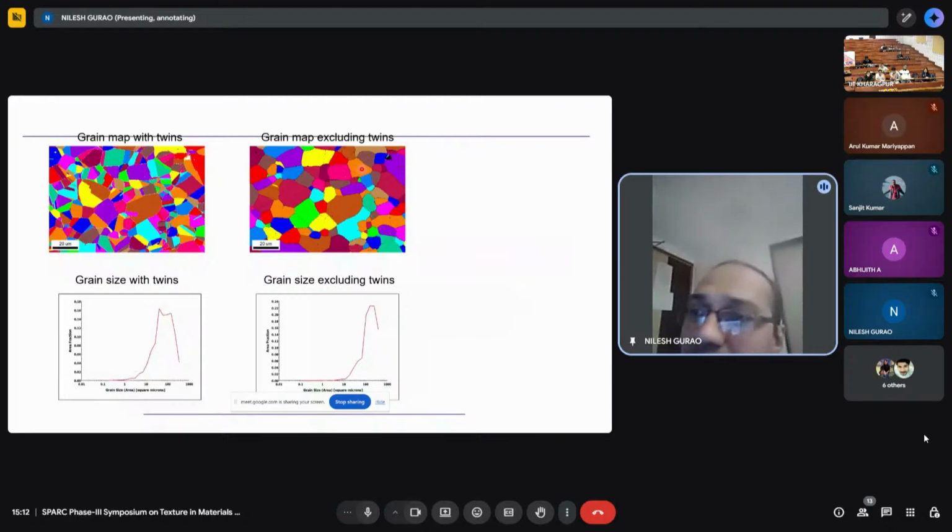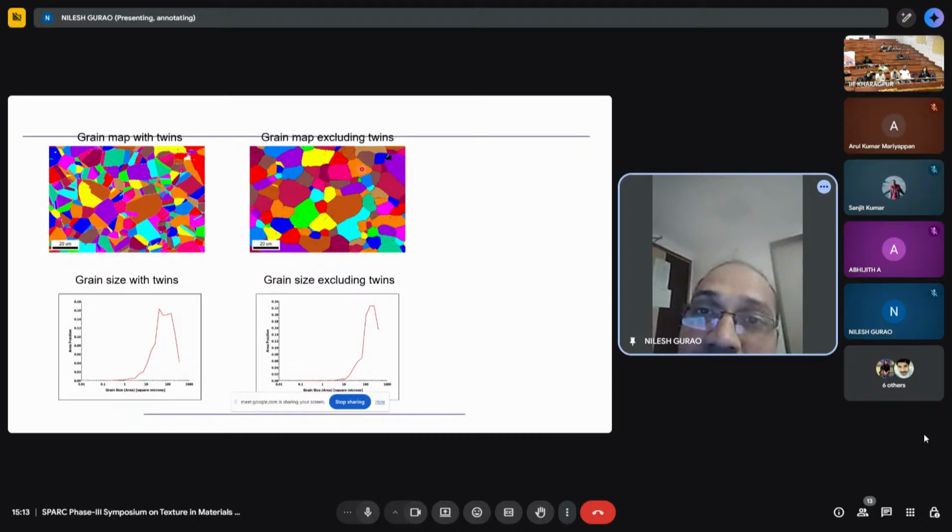You click a button in the software, you will get the average grain size. You will get two different grain sizes: one considering twins as grains, and the other considering twins separately. Again, no one cares about it. You click a button and you get output and you feel, okay, I have shown so much data, I have created two slides and I have done it. That is not the purpose. So this is what we should avoid.